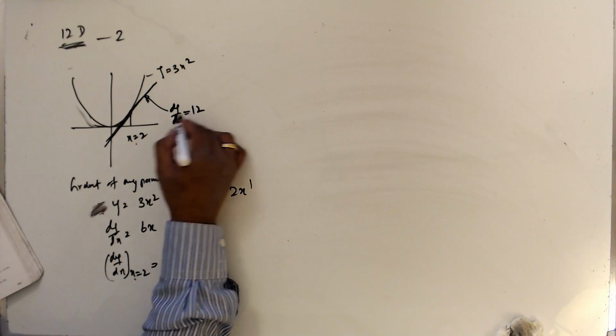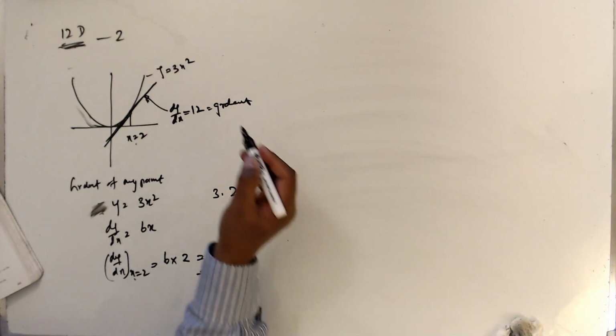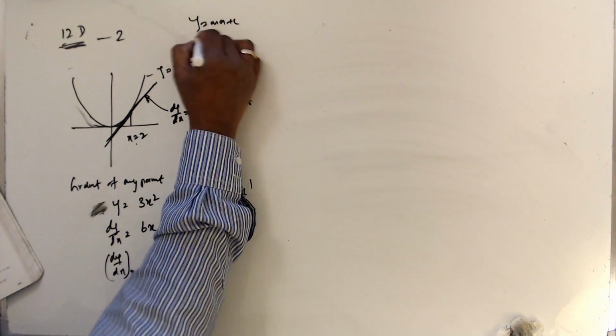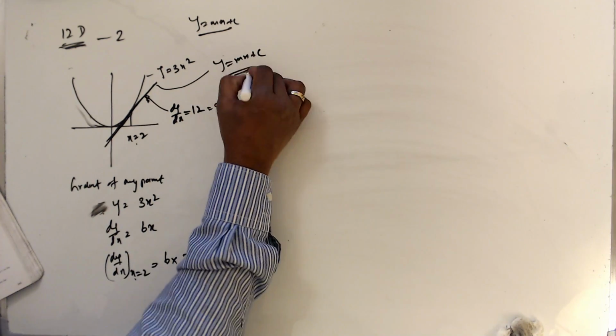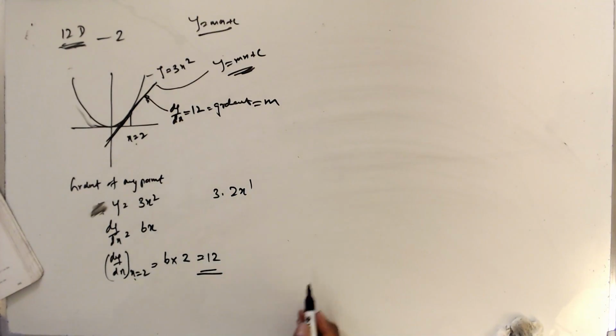If you are not happy to write dy by dx, you can write gradient. Or, if it is a y equals mx plus c line, because this is y equals mx plus c, usually we write the equation of a line. You can tell this is m as well.